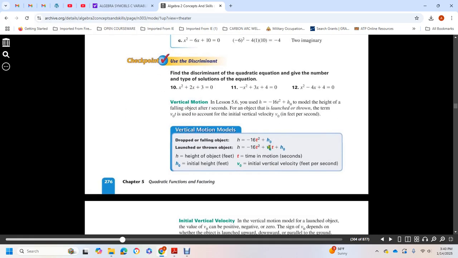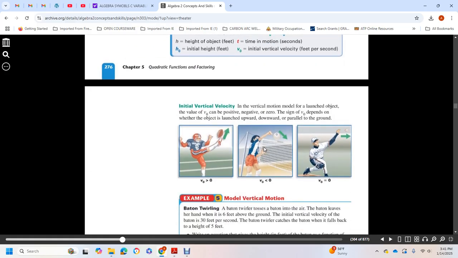Vertical motion models. For a dropped falling object, h equals negative 16 times t squared plus h0, the initial height in feet. For a launched or thrown object, h equals negative 16 times t squared plus v0 times t plus h0, where h is the height of the object in feet, t is the time in motion in seconds, v0 is the initial vertical velocity in feet per second, and h0 is the initial height in feet. The initial vertical velocity v0 can be positive, negative, or 0, depending on whether the object is launched upward, downward, or parallel to the ground.